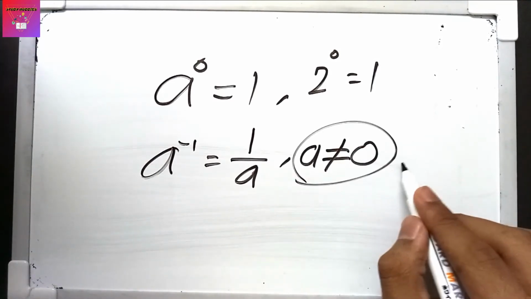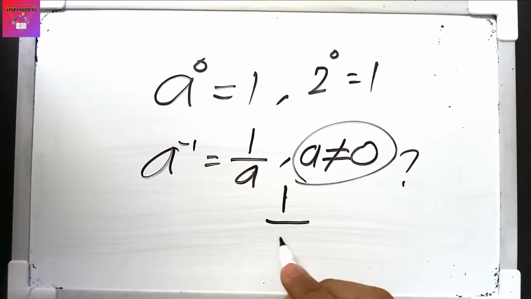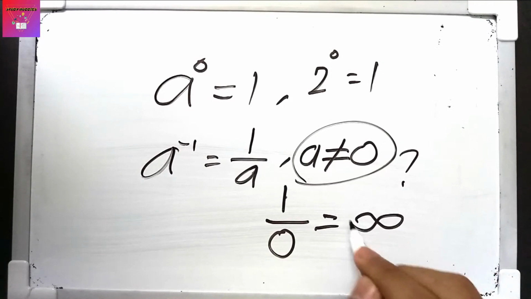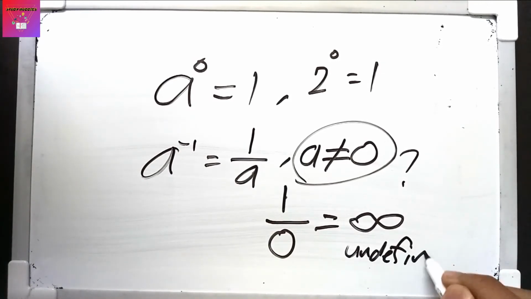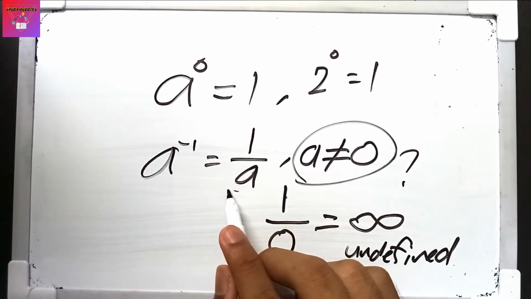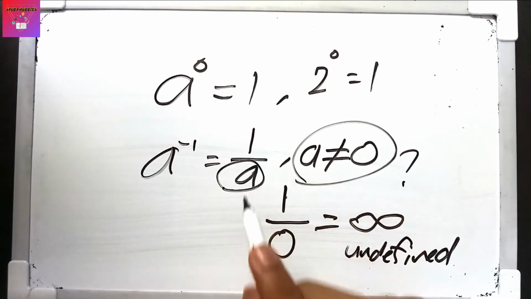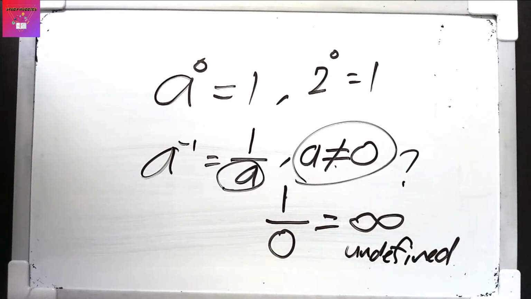Why is this an important thing? Because if a is equal to 0, it becomes 1 over 0, which denotes infinity or undefined. So whenever you write a fraction with a denominator like this, you have to make sure that it is not equal to 0.